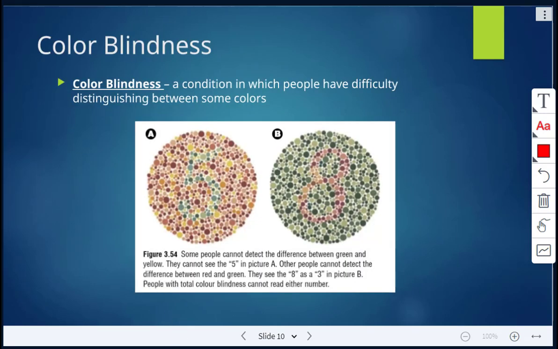So next we are looking at color blindness here. Color blindness is a condition in which people have difficulty distinguishing between some colors. So there's two figures here, A and B. Some people can't detect the difference between green and yellow, so they won't be able to see this 5 in picture A. And other people cannot detect the difference between red and green. So maybe they're seeing the 8 here as a 3. Some people that have total color blindness cannot see either number in either picture.